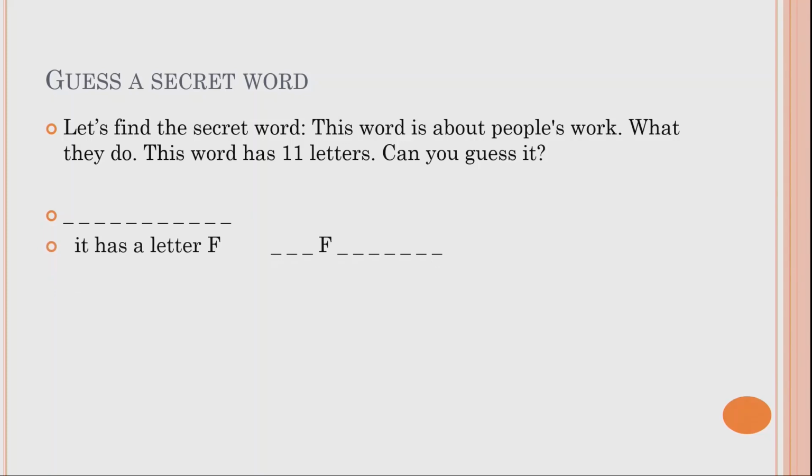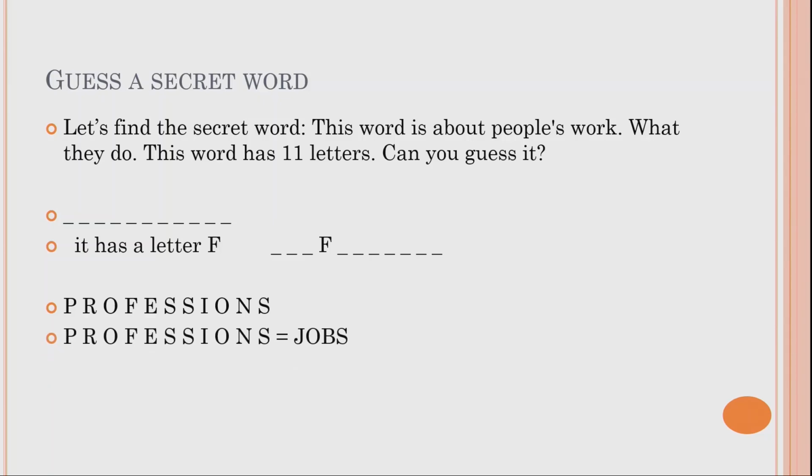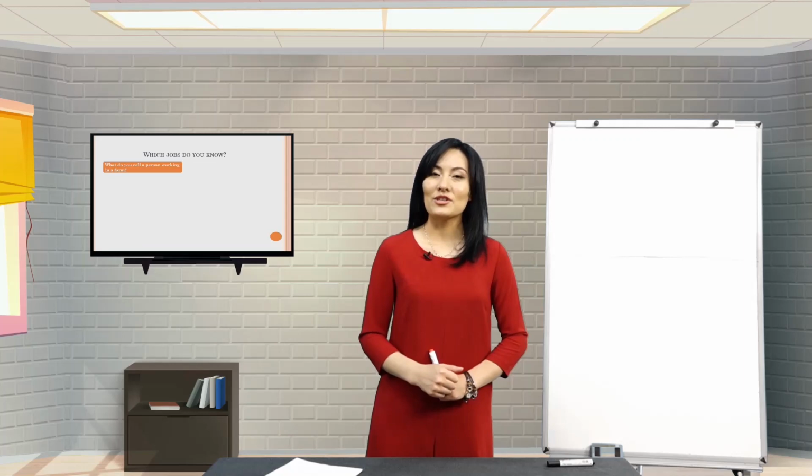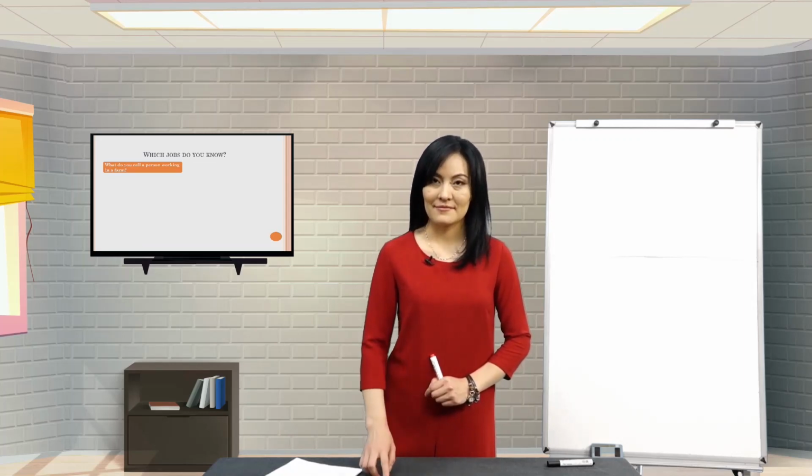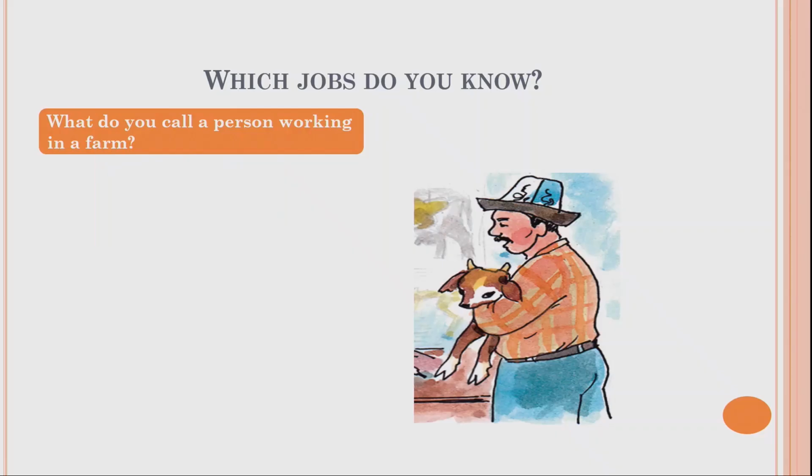Yes, it has a letter F. It's the fourth letter. What do you think? What is it? No, there isn't a letter A. This word is professions. Okay, what's the synonym of word profession? Yes, it's jobs. Right, good job. Which jobs do you know? What do you call a person working in a farm? Yes, it's a farmer. Good.